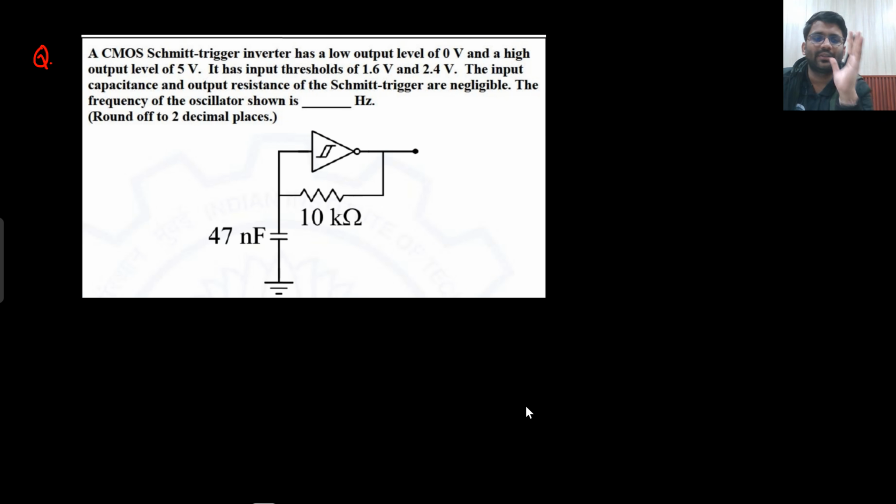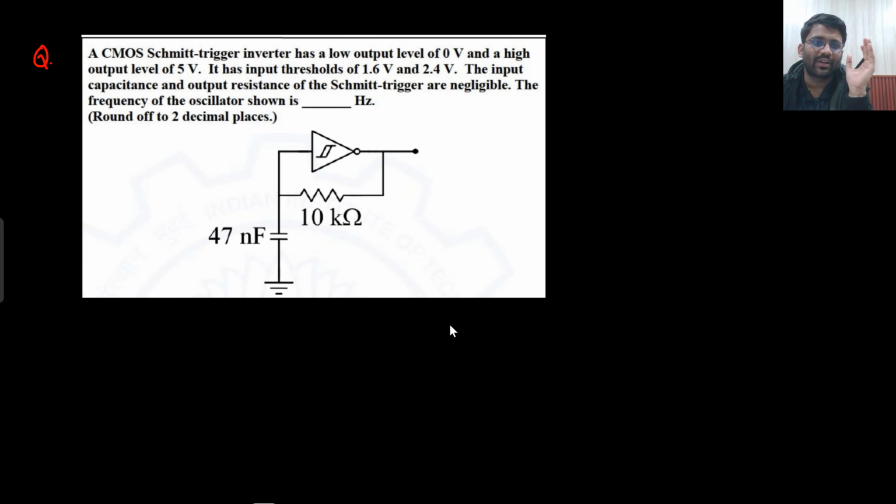Great question, absolutely brilliant question. You might have solved it applying some formula. I don't know which formula you would have applied, 2RC ln (1+beta)/(1-beta), whatever the formula is. But in analog, I never believe in formulas. So I'm not going to solve it with respect to the formula, but I am going to teach you a very good concept. Now, a CMOS Schmitt trigger is given and it is an inverter.